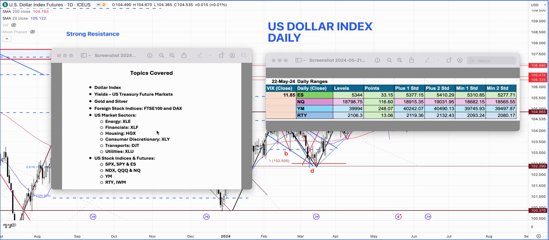And then we'll take a deeper look into the US stock indices. We'll take a look at the cash markets such as S&P 500 cash index, and the futures ES, NDX, and the NASDAQ 100 futures, Dow Jones futures, Russell 2000 futures, and also the ETF IWM.